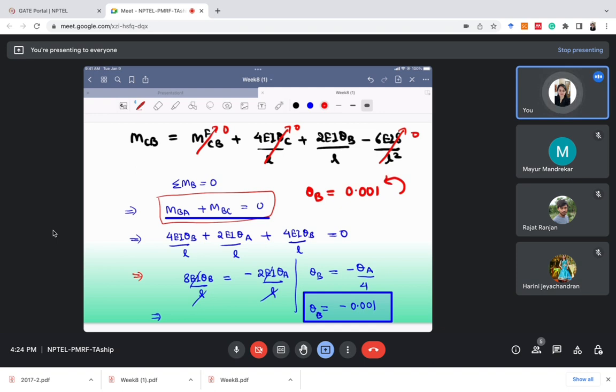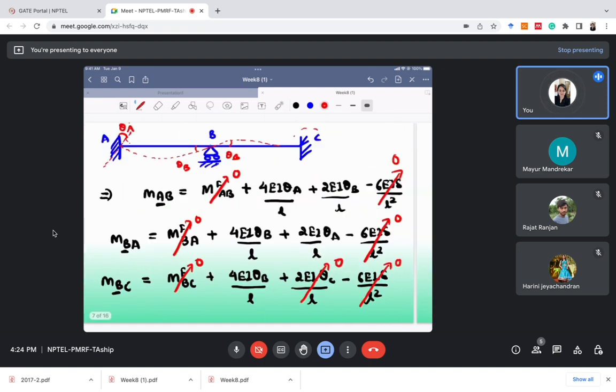Now this answer comes in radian. Please note that the answer is in radian. Whenever you solve this equation, the answer is in radian. But sometimes they can ask what is the rotation at end B in degrees. Then you need to convert this radian into degrees. Keep this in mind whenever you are solving fill in the blanks type of questions. Whenever we solve these equations, we always get the answer in radian.